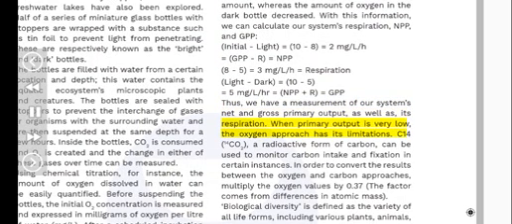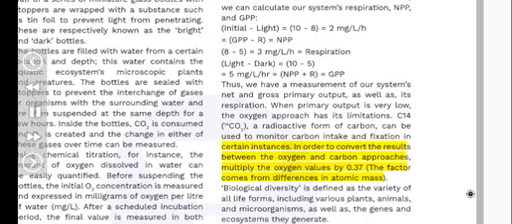When primary output is very low, the oxygen approach has its limitations. C14O2, a radioactive form of carbon, can be used to monitor carbon intake and fixation in certain instances. In order to convert the results between the oxygen and carbon approaches, multiply the oxygen values by 0.37. The factor comes from differences in atomic mass.